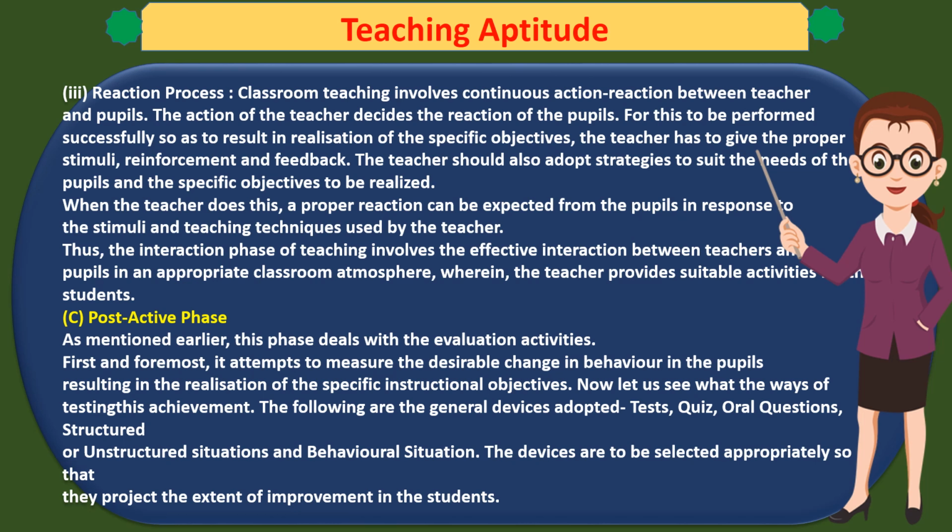Thus, the interaction phase of teaching involves the effective interaction between teachers and pupils in an appropriate classroom atmosphere, wherein the teacher provides suitable activities for the students. C. Post-active phase. As mentioned earlier, this phase deals with the evaluation activities, first and foremost. It attempts to measure the desirable change in behavior in the pupils, resulting in the realization of the specific instructional objectives. Now let us see what the ways of testing this achievement are.